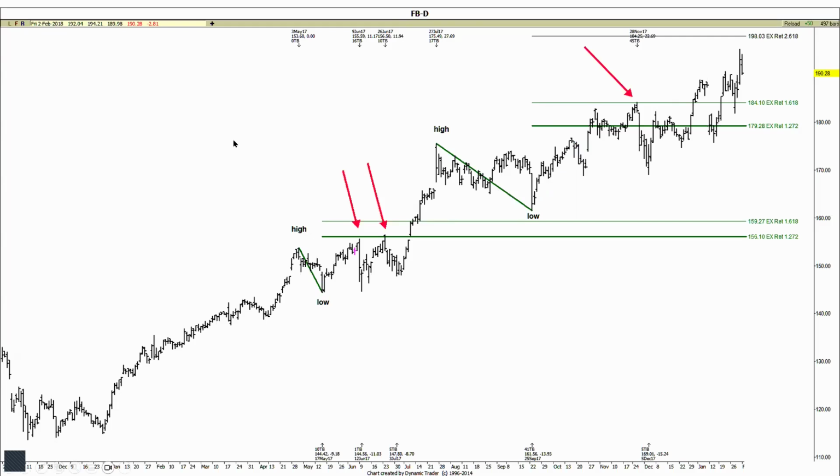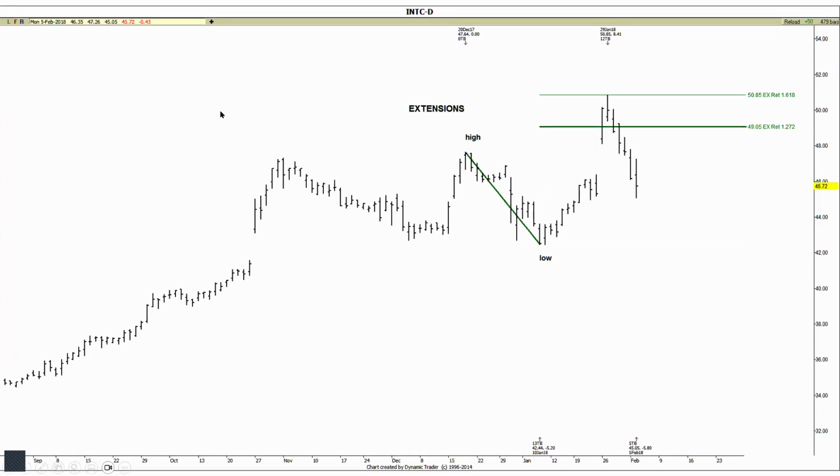Okay, I may have a couple more examples here. Here's another example in the stock Intel. This was a daily chart of Intel. I measured a prior high to low swing. I ran the extensions. 1272 didn't do anything.